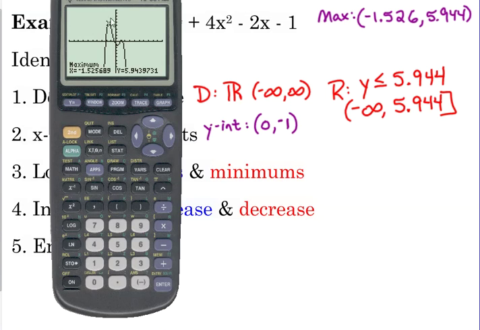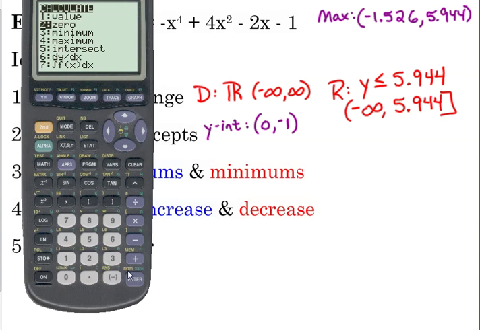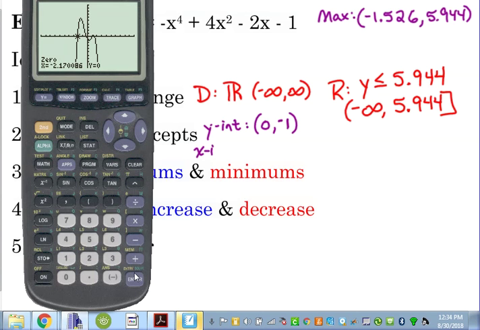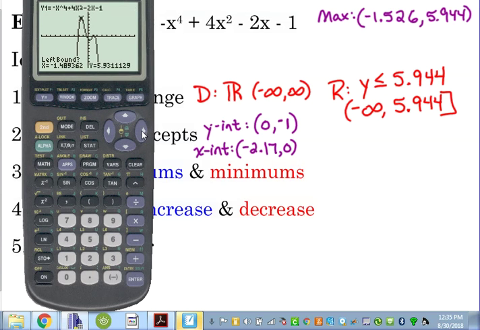Okay, x-intercepts though, those are going to take a little bit more work because I cannot factor this expression to solve. So I'm going to have to second trace, option number 2 is your zero. You should know how to do most of this. I'm just kind of running through a review here because it's probably been a little while. Left bound, right bound. Okay, there's one of my zeros or my x-intercepts, -2.17. I've got, what, 3 more? Or 2 more?